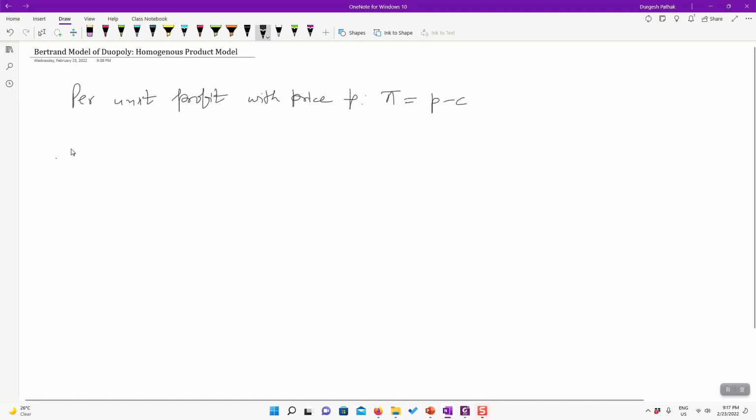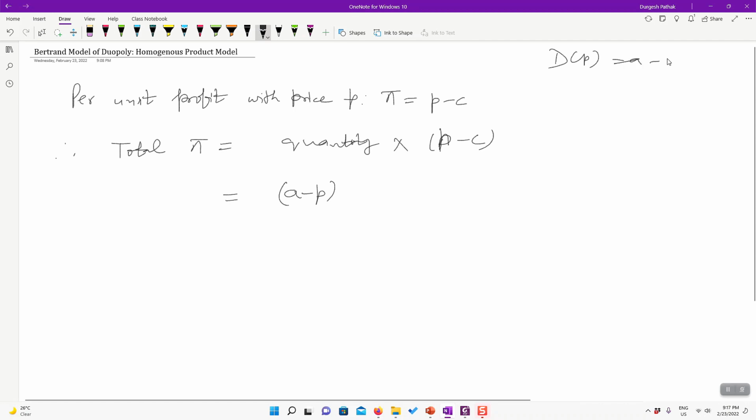If I multiply this with the quantity, the total quantity, then I get my total profit. So this will be quantity multiplied with the average profit that I just have, P minus C. We have seen that quantity is given as A minus P. This was the demand at price P, given as A minus P. So that is what we have taken here, multiplied with P minus C. So this is giving me the total profit obtained by any firm.